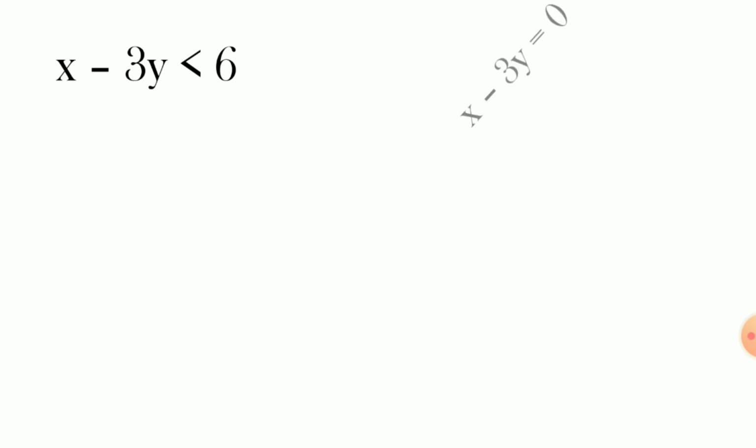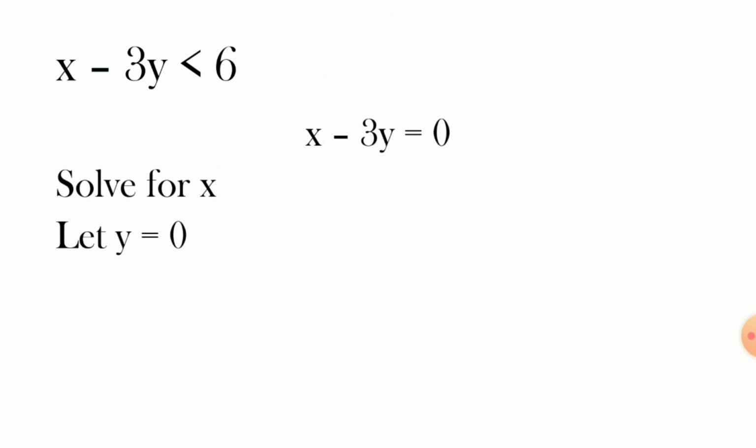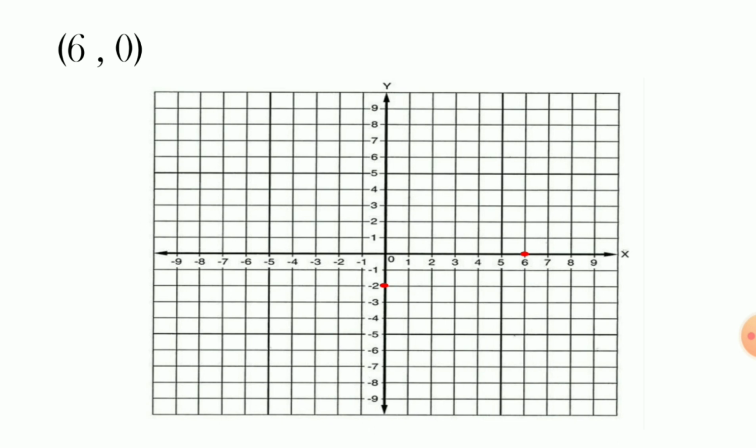Next is to solve for x. So let y be equal to 0. So x - 3 times 0 is equal to 6. 3 times 0 is 0. So x now is equal to 6. If y is 0, x is 6. We have the ordered pair (6, 0). Then locate the point on the Cartesian plane. It is located on the x-axis.